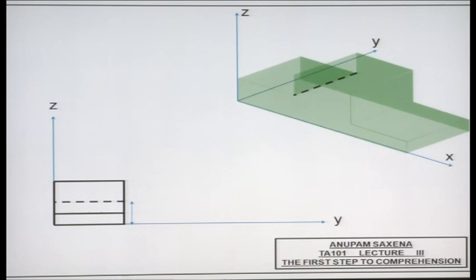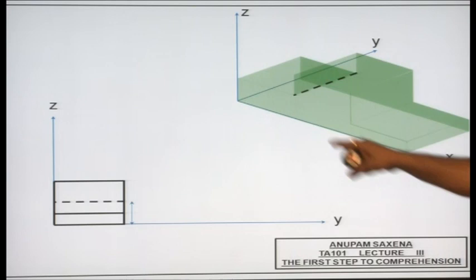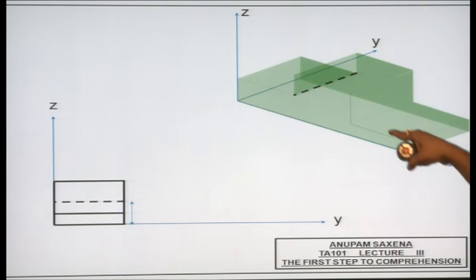Okay. Anything else? Possibly not, because this edge is concealed behind this edge. This edge here is concealed behind this edge, and this edge is actually hidden behind this edge. So, we are fine. Okay.